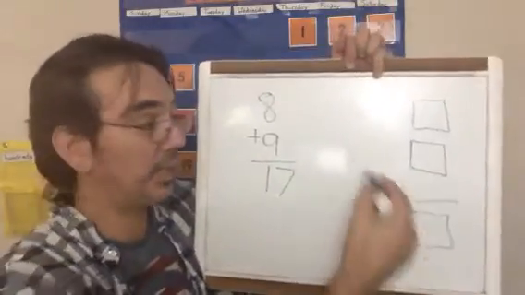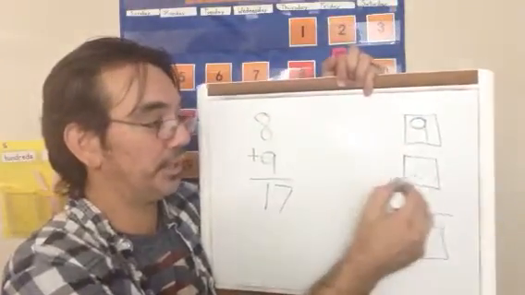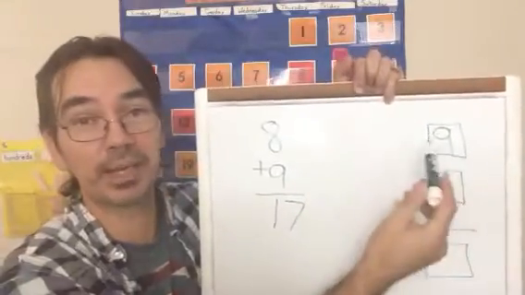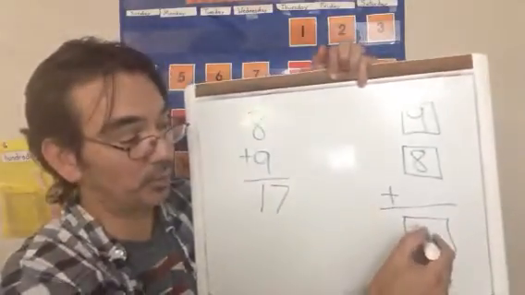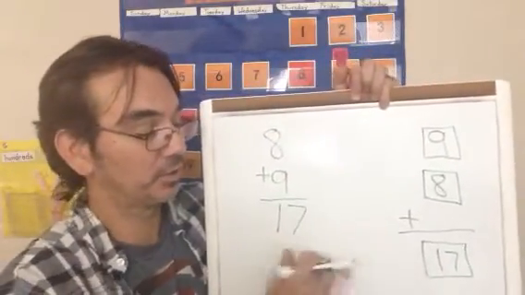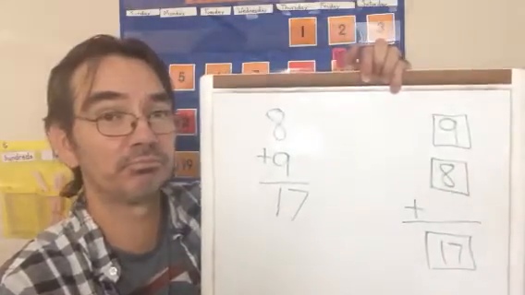Now, let's change the order of the addends. Let's put 9 first and 8 second. If 8 plus 9 equals 17, what do you think 9 plus 8 equals? Also 17, because it didn't change the value of anything. We just changed the order. That's all. Alright, how about we do one more together, and then I'll let you take off and do all these on your own today.